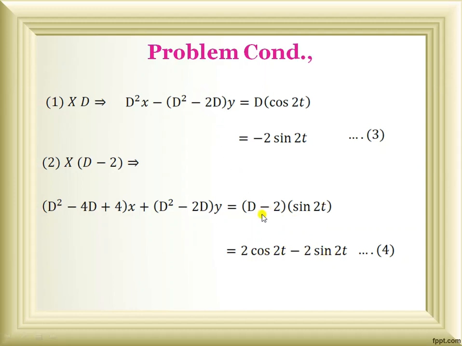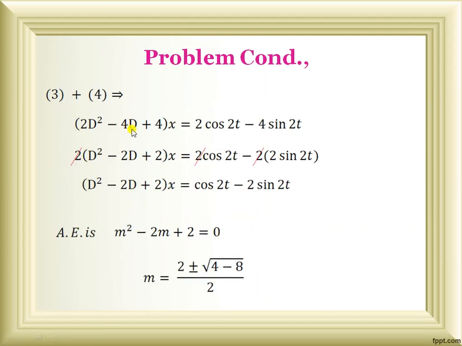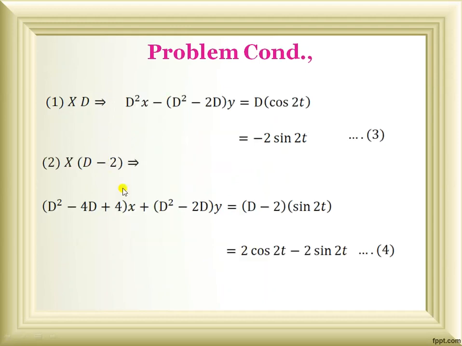I am adding these two. So the D squared minus 2D y terms cancel. Finally, D squared x and D squared x give 2 times D squared x, and the other terms give minus 4D x plus 4x.